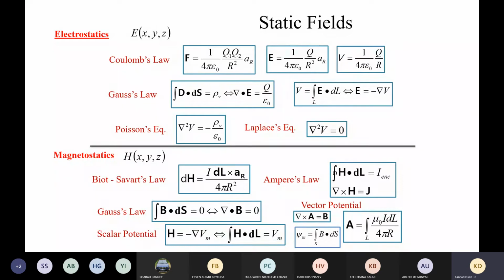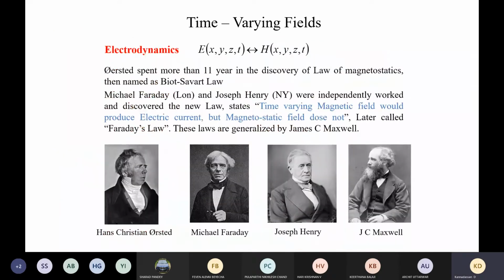All these things can be summarized like this: Coulomb's law, Gauss's law, and then the other two important equations to solve electrostatic problems with boundary conditions, that is the Poisson and Laplace equations. Then magnetostatics. All these things are summarized here. Now we are moving towards the time varying fields. Time varying fields have another name, called electrodynamics or magnetodynamics.